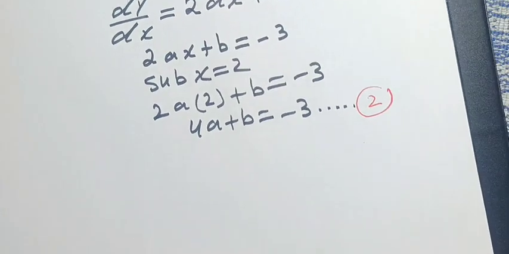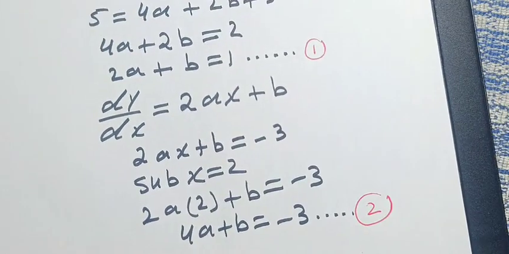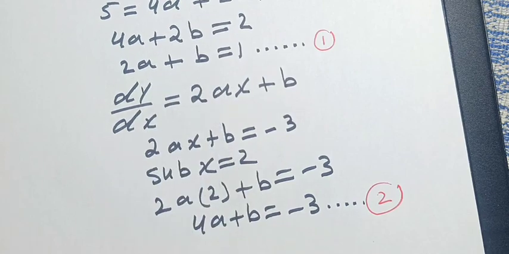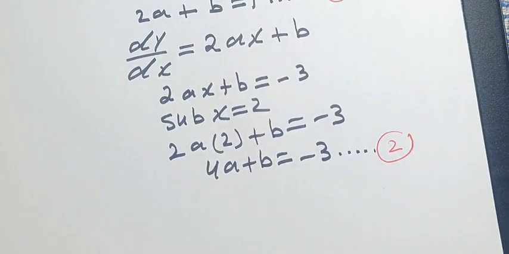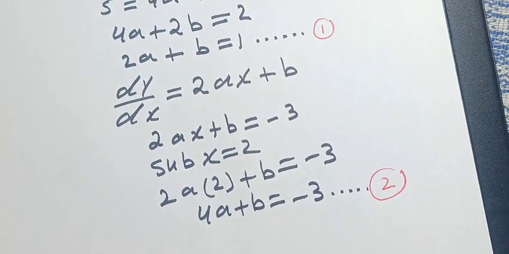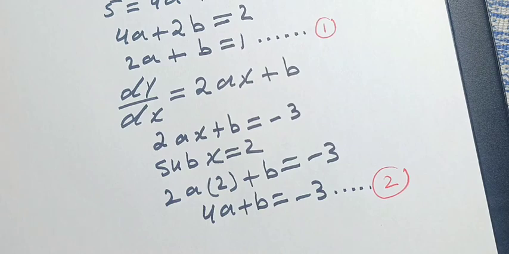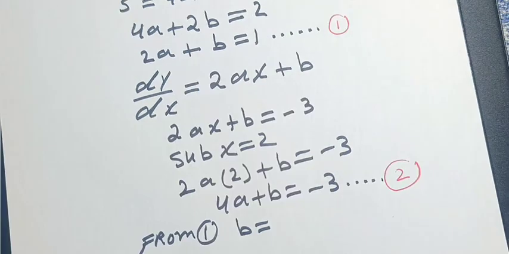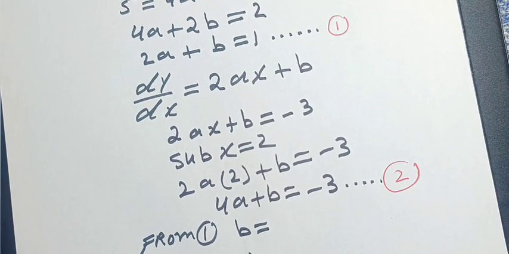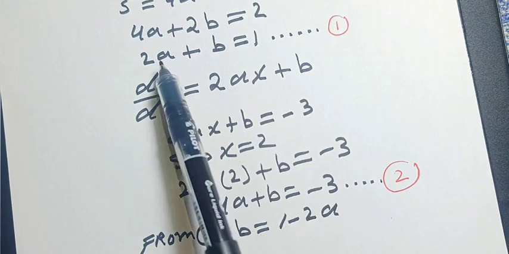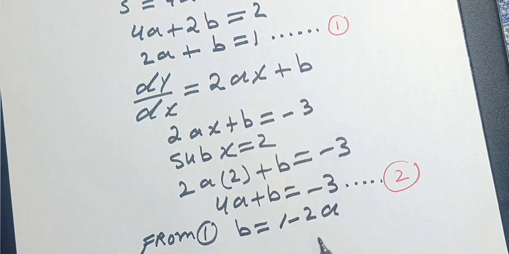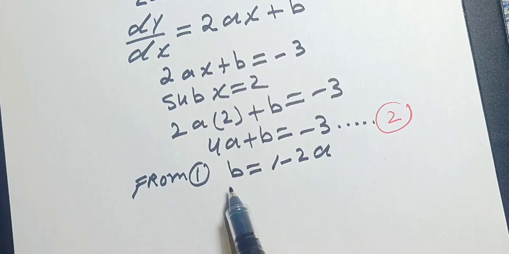Now this question is easy. We need to solve simultaneously to find a and b. From equation 1 you can use the substitution method, or you can equate, or you can use the elimination method. I'm going to use the substitution method. From 1 I'm going to isolate the b here. So it's going to be 1 minus 2a. The positive 2a becomes negative 2a on this side. Now I'm going to substitute this into number 2.